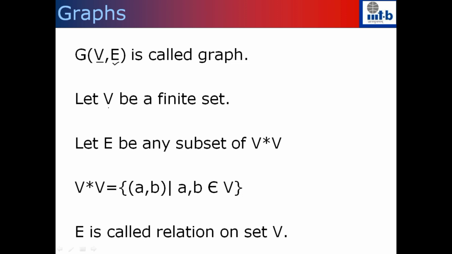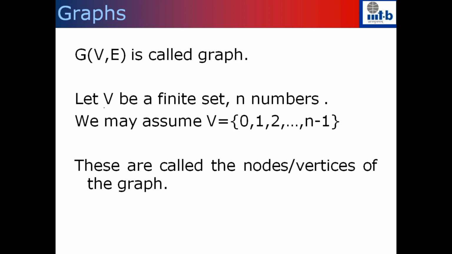Where V is any finite set. In this course we will be mostly studying what are known as finite graphs. So the set V is always going to be a finite set, and the set E is any subset of V cross V. You know that V cross V is the collection of all ordered pairs of the type (a, b), where a and b are elements in V. This is also called a relation on the set V. E is any relation on the set V. In other words, this is a subset of V cross V. This set V along with the set E, which is a relation on the set V, is called a graph.